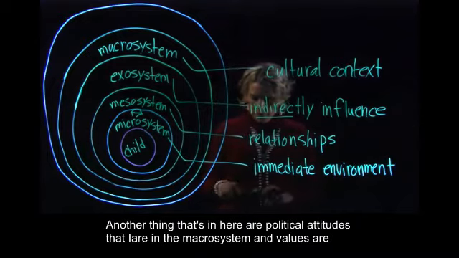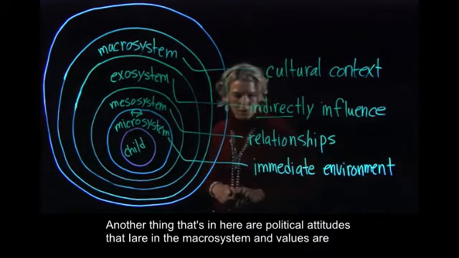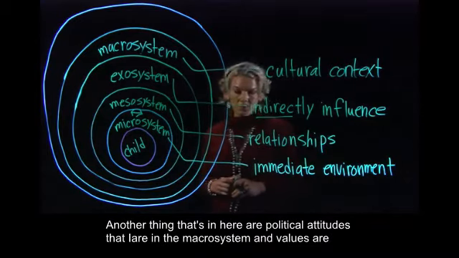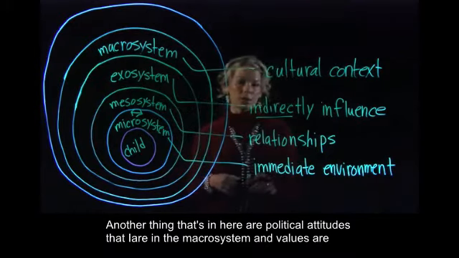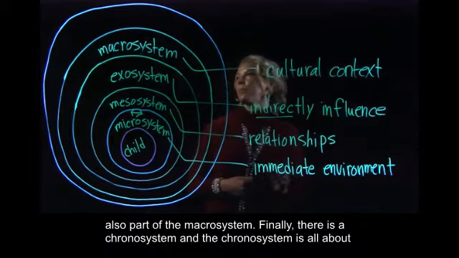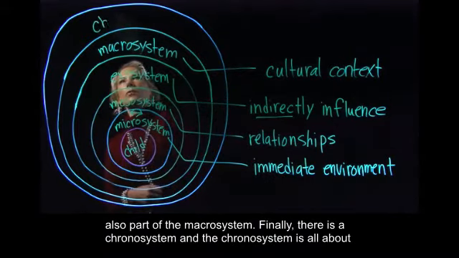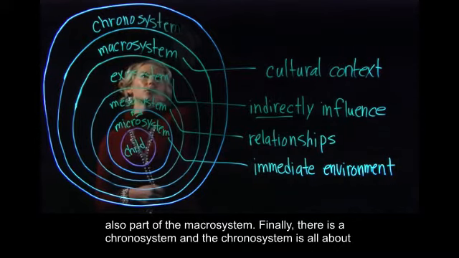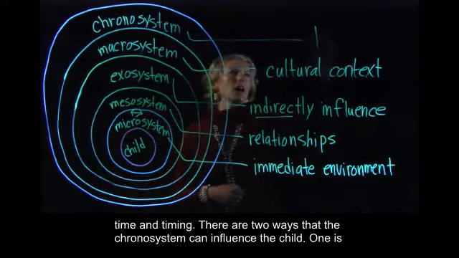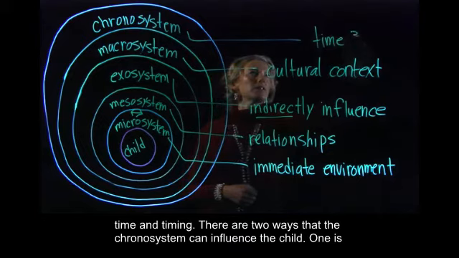Another thing that's in here are political attitudes that are in the macrosystem, and values are also part of the macrosystem. Finally, there's a chronosystem, and the chronosystem is all about time and timing.